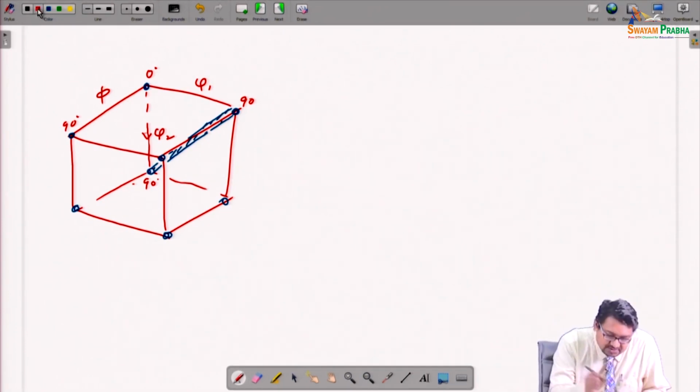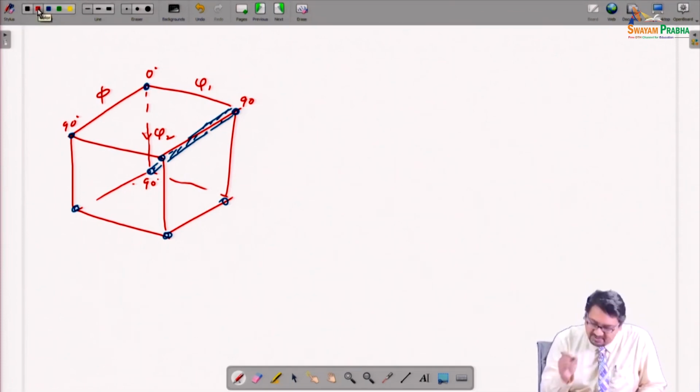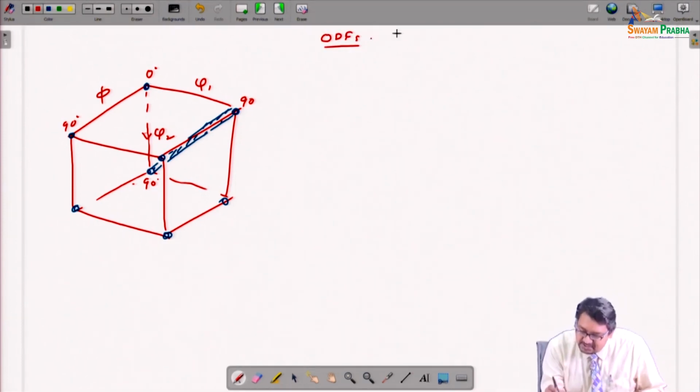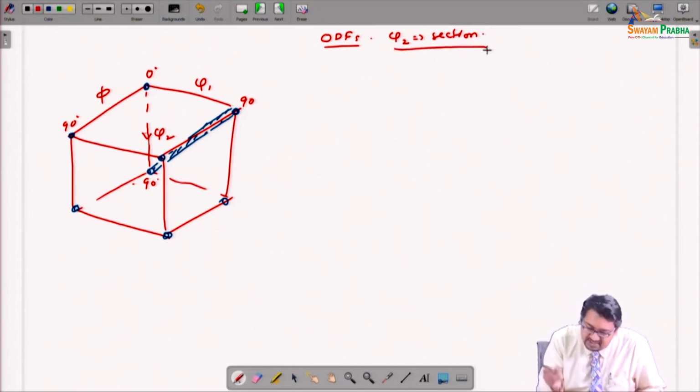However, instead of showing it in terms of Euler space like this, what we basically do, we show them in terms of ODFs, which basically we show in terms of phi 2 sections most of the time, but that does not mean that we cannot show the ODFs in phi sections or phi 1 sections. It depends on when and what is required, shown for clarification and for easy analysis.